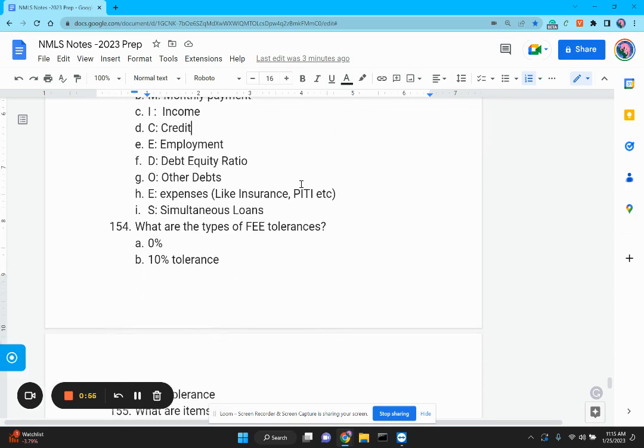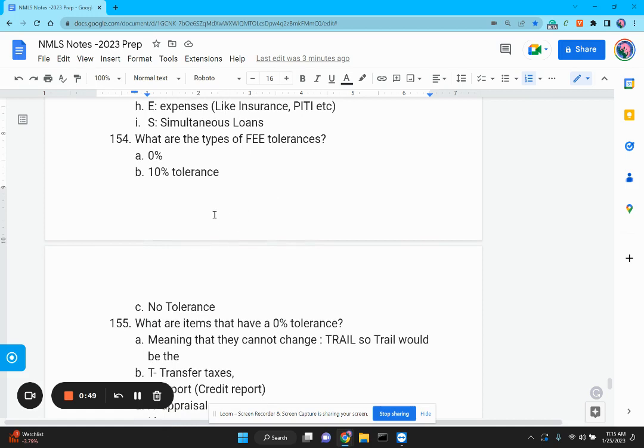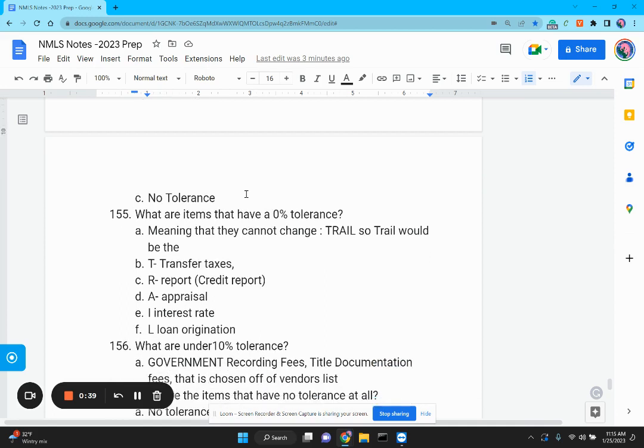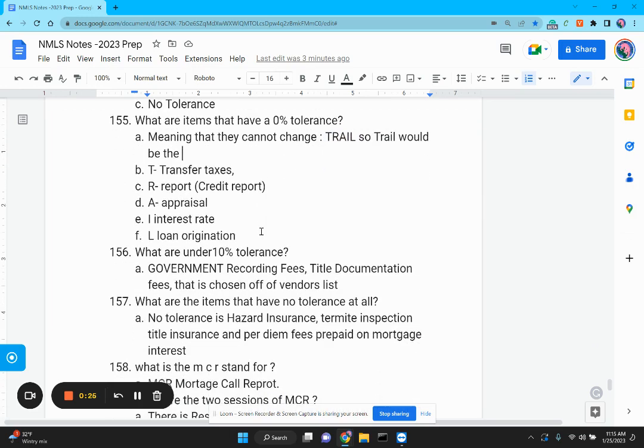Okay, now the next set of questions are related to the fee tolerances. Let's start with what are the types of fee tolerances? There is a 0% tolerance, there is a 10% tolerance, and there are items which have no tolerance. What are the items that have a 0% tolerance? That means that they cannot change at all. The acronym that's been used is TRAIL. TRAIL is transfer taxes, credit report, which is the payment incurred for pulling your credit report, your appraisal, the interest rate, and the loan origination. These are items which have zero tolerance.